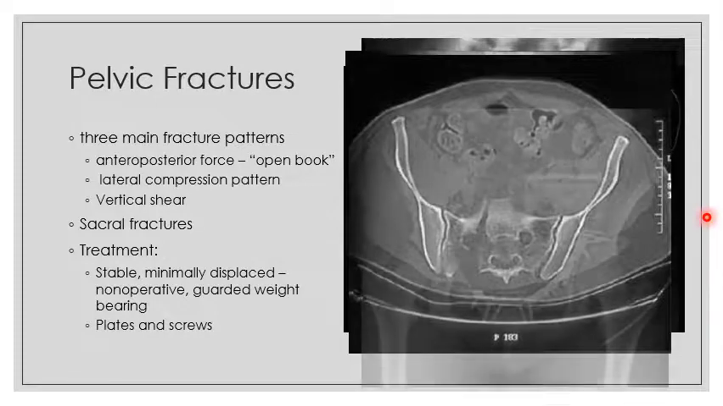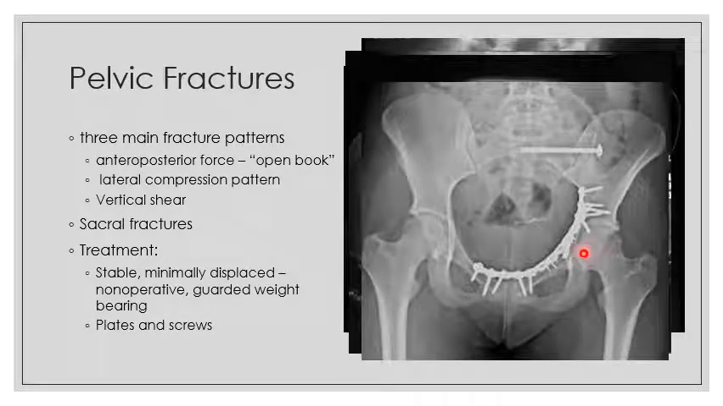So we usually do plate and screw fixation. So this one is for a combination of a pubic rami fracture with a symphysis pubis separation and sacroiliac joint disruption. So we do plate and screws, and you insert a cannulated screw to compress the sacroiliac joints.